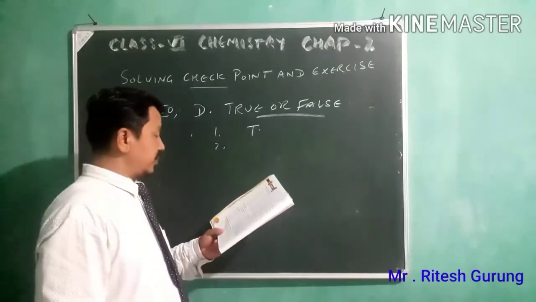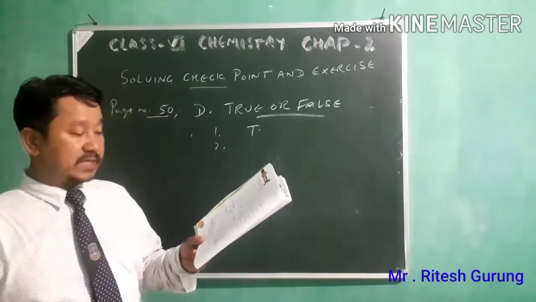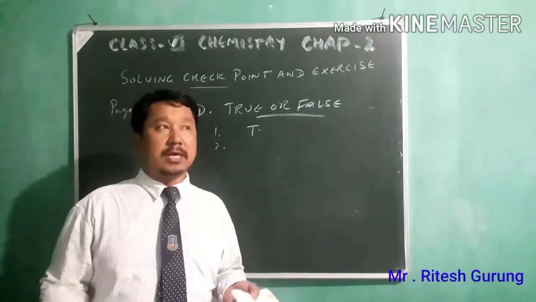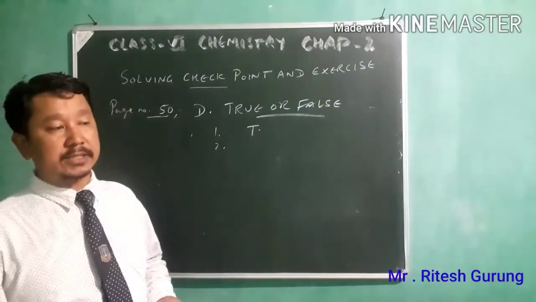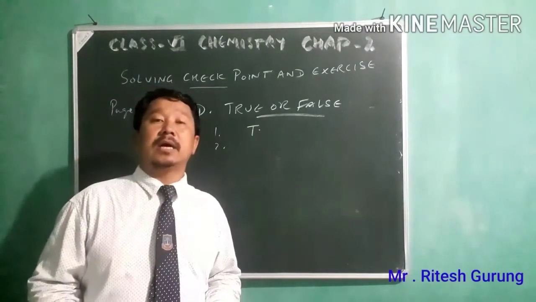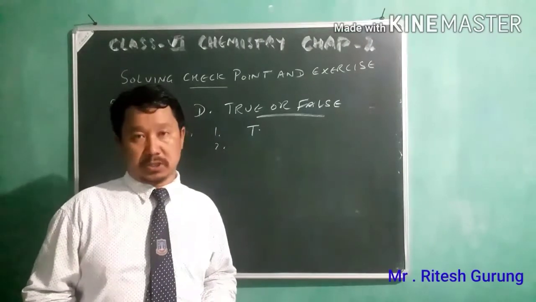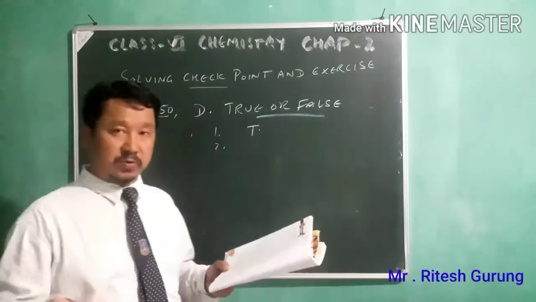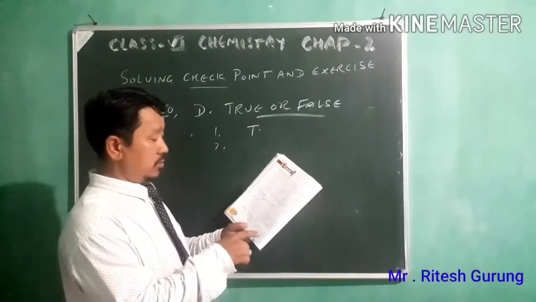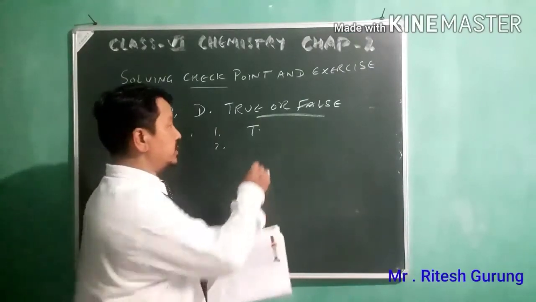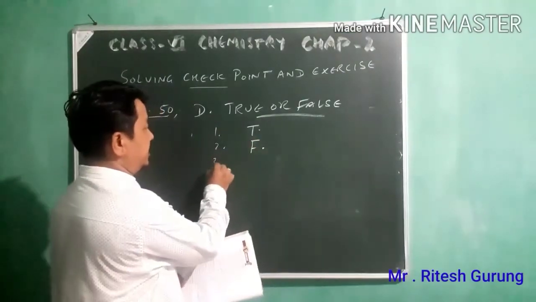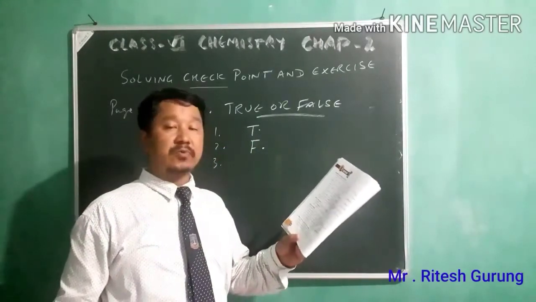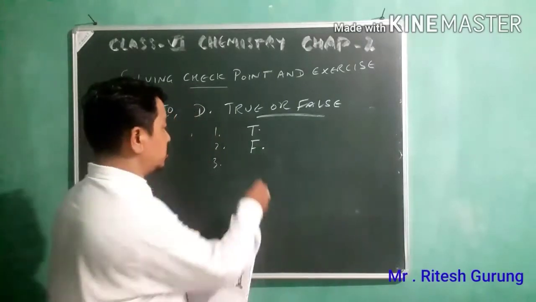Now number 2, the components of a compound cannot be separated by applying chemical methods. By applying chemical methods, the constituents of a compound can be separated, like separating hydrogen and oxygen from water by the method called electrolysis of water. So that is possible by chemical method, so the sentence given here is false. F for false. Number 3, the process of winnowing is used to remove small stone particles from wheat. That is also false.